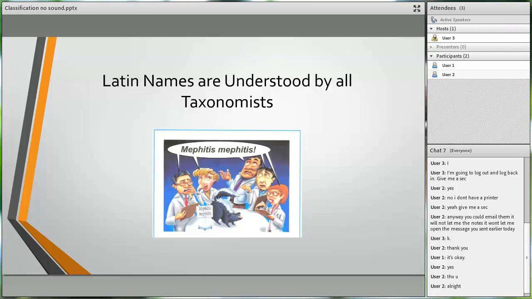And then this guy is Mephitis. So his genus name is Mephitis and his species name is Mephitis. And that means stinky in Latin, or smelly, having a bad odor. So we see the terms are kind of used to describe what they are.